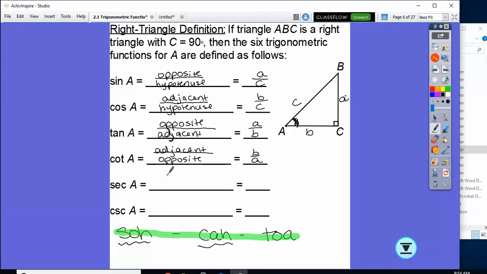Secant is the reciprocal of cosine, so that would be hypotenuse over adjacent, which is C over B in our picture. Cosecant is the reciprocal of sine, hypotenuse over opposite, which is C over A.